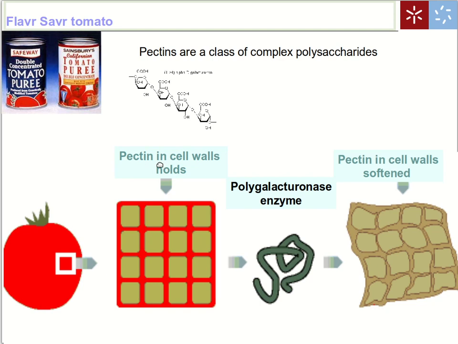Tomatoes have pectin, a sugar polymer, in their cell walls, and the pectin gives rigidity to the cell wall. So there's lots of this pectin in an unripe tomato, in a green tomato, for instance. What happens, among other things, during the ripening process is that a polygalacturonase enzyme is expressed, and this enzyme softens the cell walls by degrading the pectin in the cell wall.